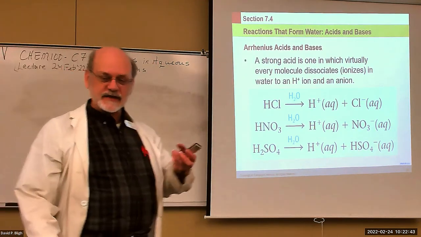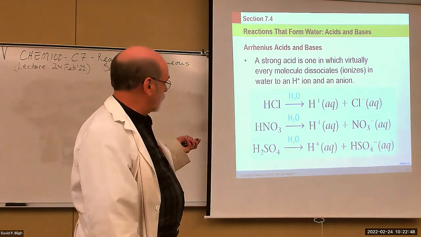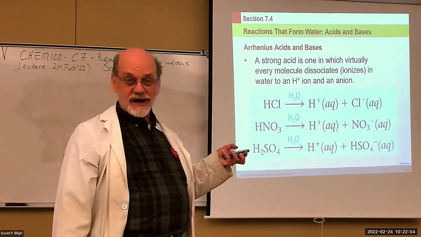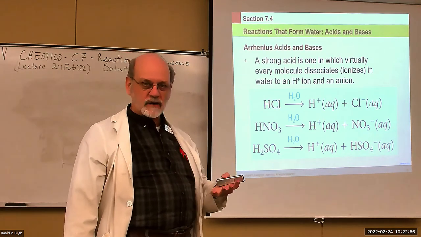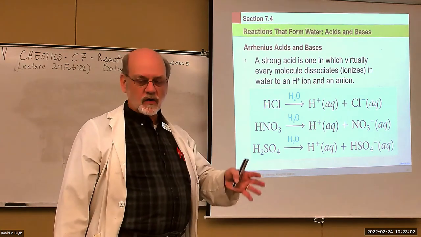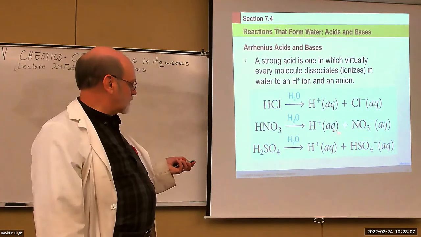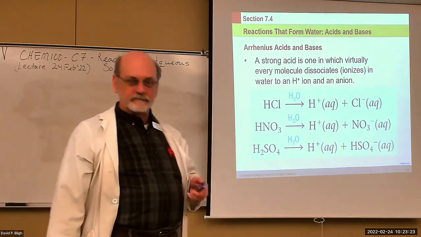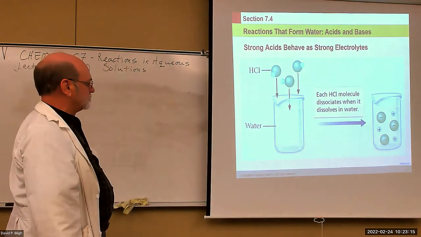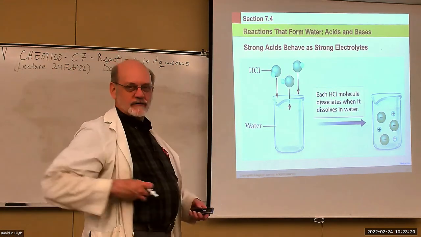A strong acid, like I said before, is one which completely dissociates. In other words, this arrow only goes one way. When you dissolve HCl, hydrogen chloride gas, in water, then you get all hydrogens, all chloride ions. That's a strong acid. And that's just what I told you in illustrated form.